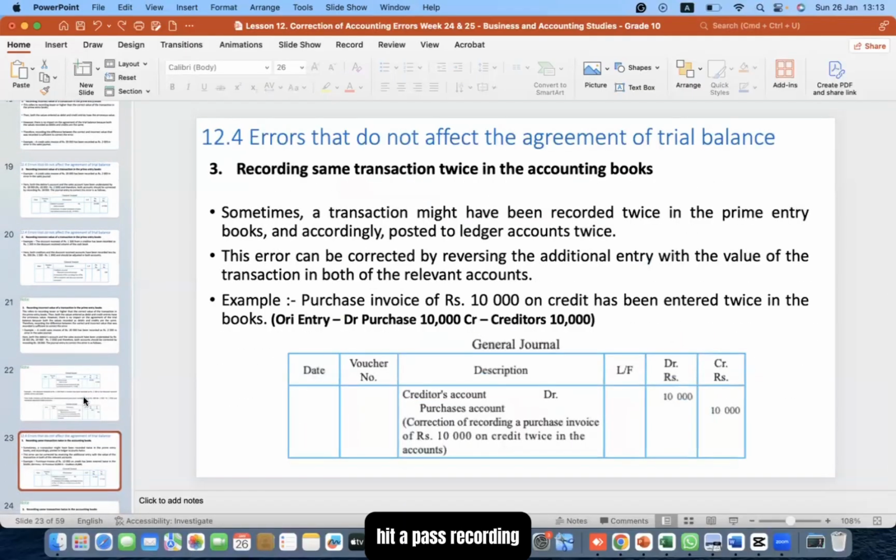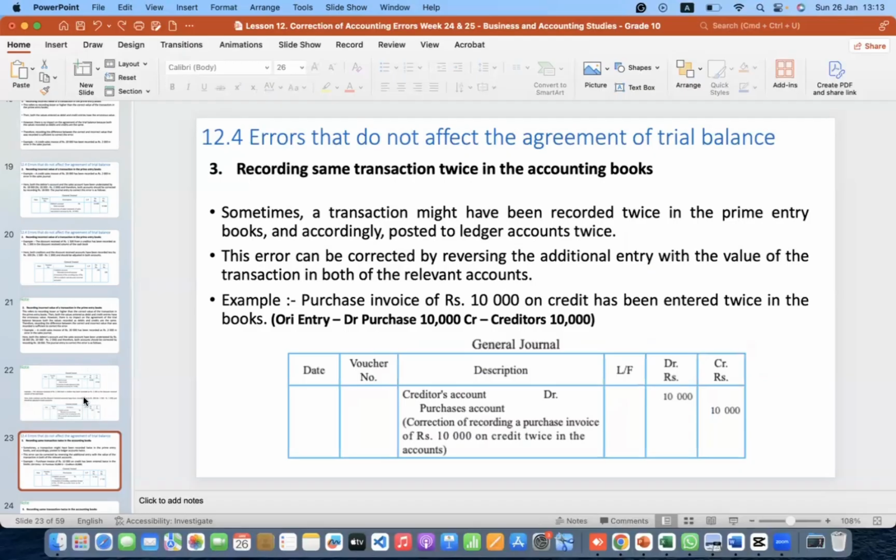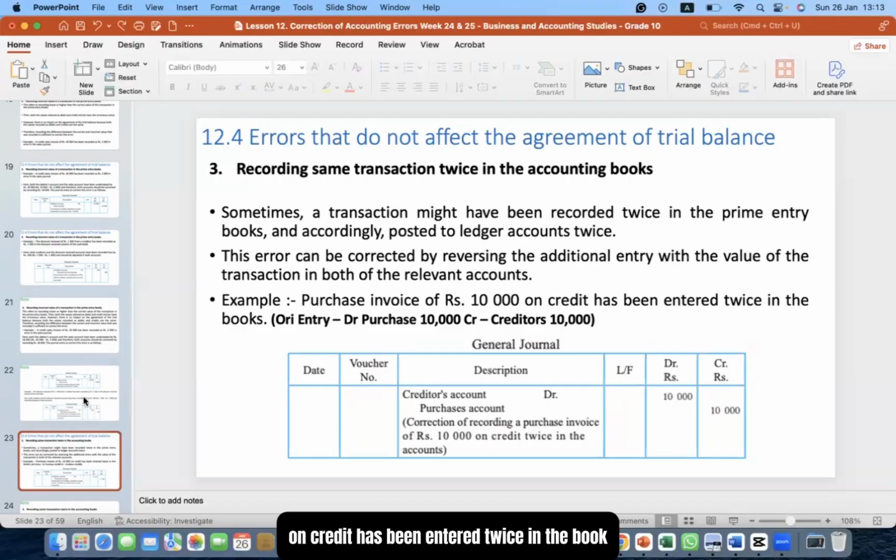Recording the same transaction twice in the accounting books. Purchase invoice of 10,000 on credit has been entered twice in the books.